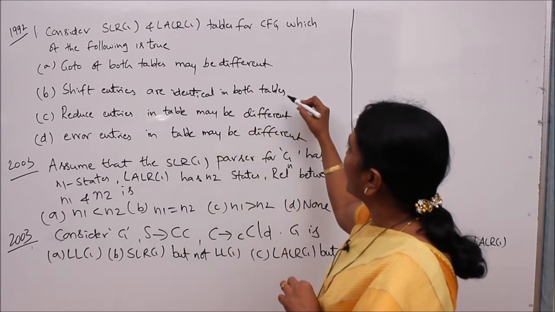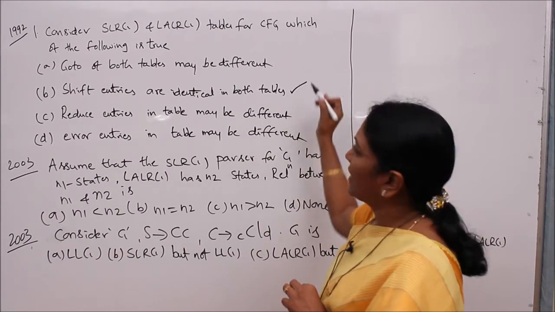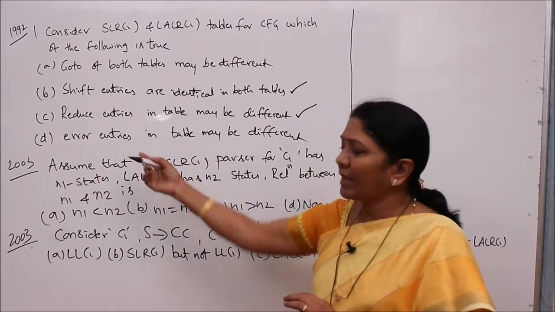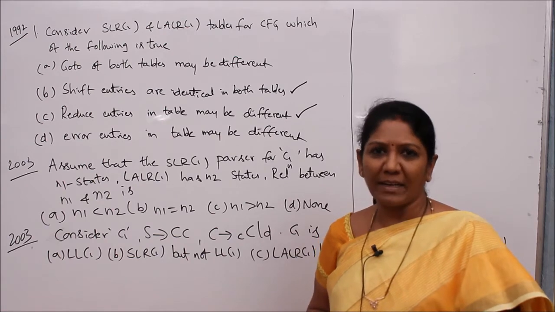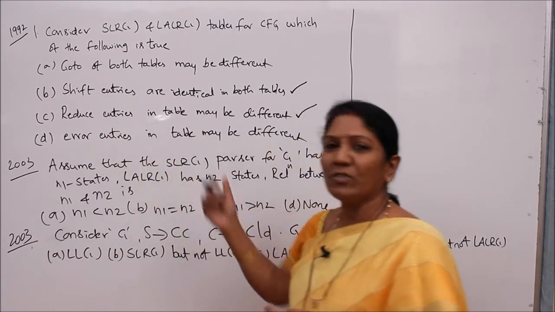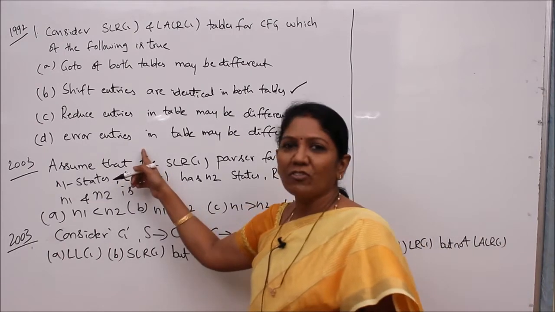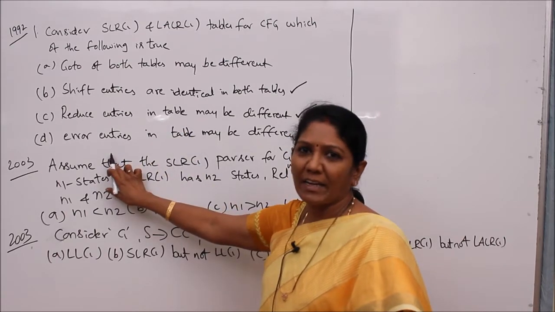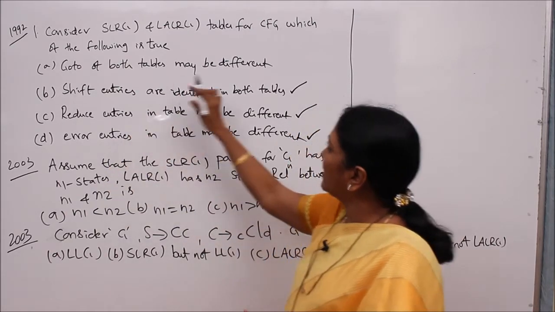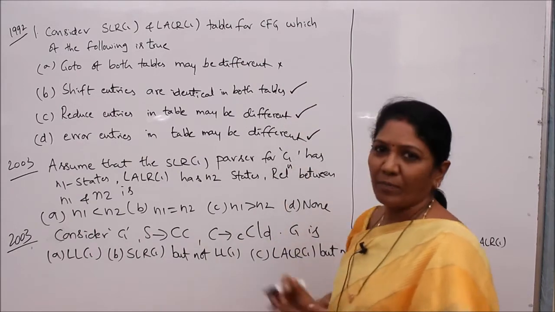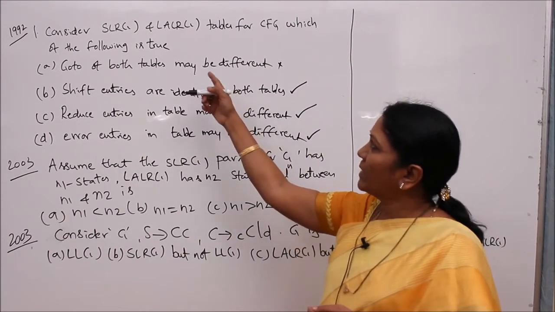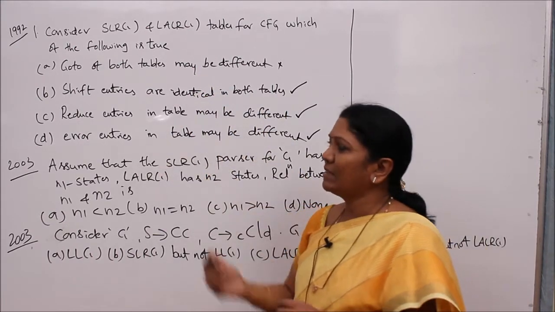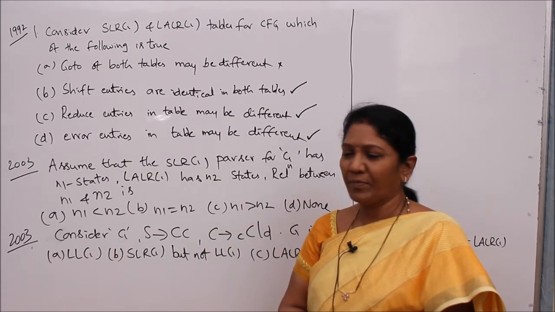So that means the shift entries in both tables being identical is true. Reduce entries being different is true. And what about error entries? Error entries are nothing but blank entries. So when there is a difference in reduce entries, naturally blank entries also will be different. So these 3 are correct, but goto is different is wrong. So I think the question should have been asked the other way, which is false. Which is false means only A, which is true means B, C, D. Got it? Now look at the next one.